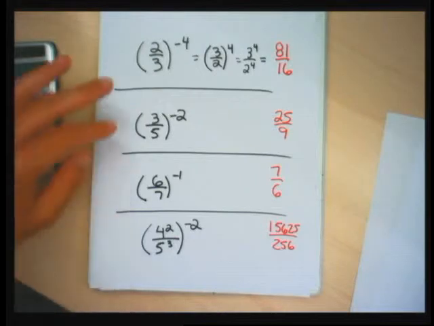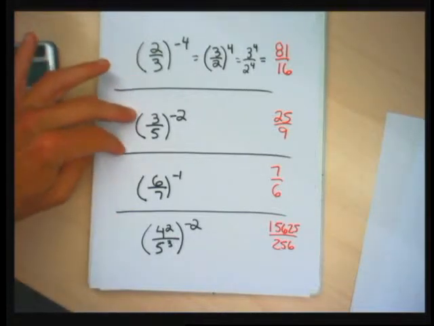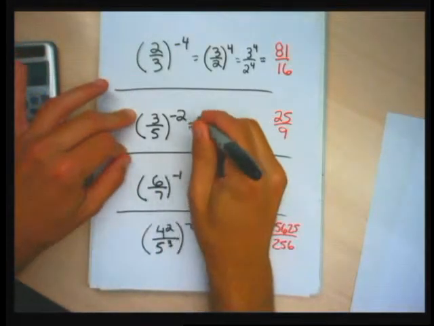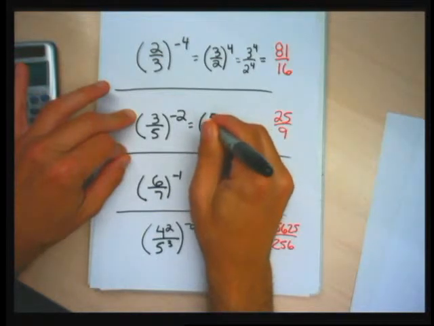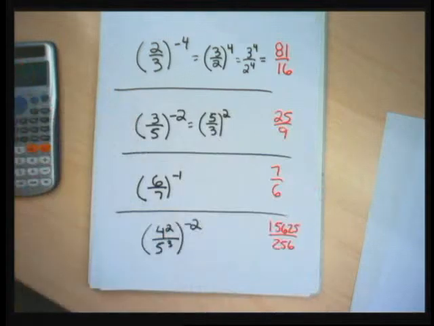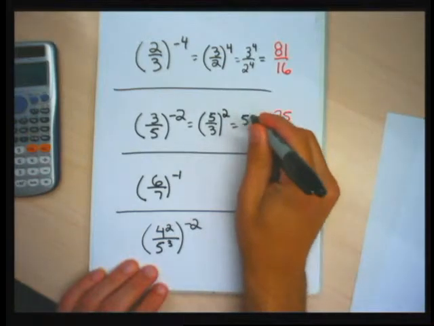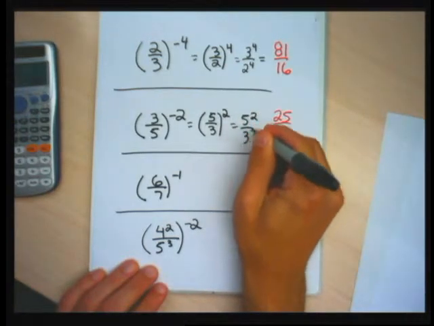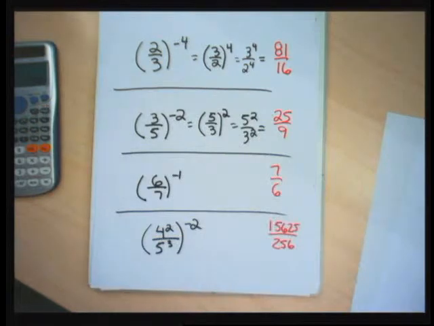Second one, same structure, a negative exponent applies to the entire fraction. To get the negative exponent positive, I take the reciprocal of the fraction. So 3/5 to the negative 2 is the same as 5/3 squared. And this is going to equal 5 squared over 3 squared. 5 squared is 25, 3 squared is 9.